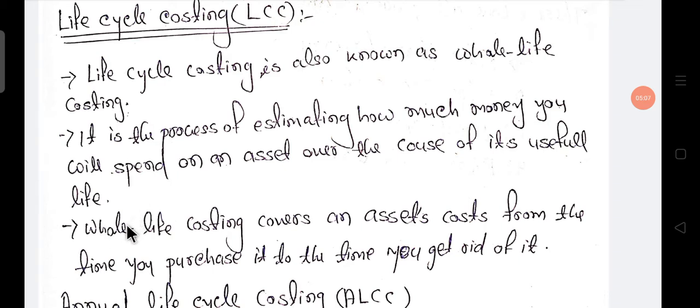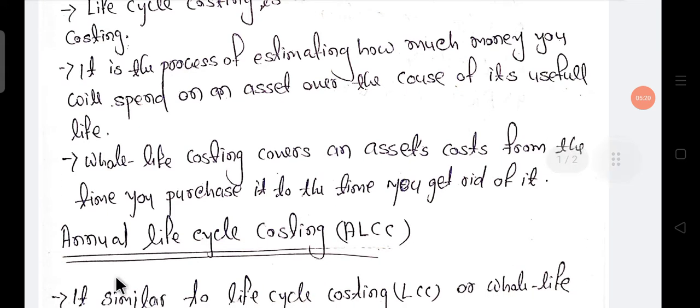Whole life costing covers an asset's cost from the time you purchase it to the time you get rid of it, which means selling that asset. Here, asset can include a machine, any instrument, or anything which gives you money. That is called an asset.